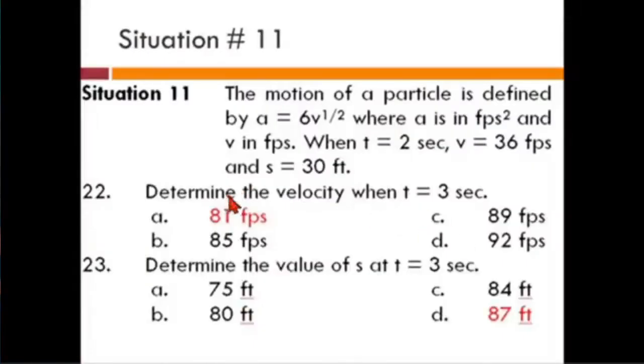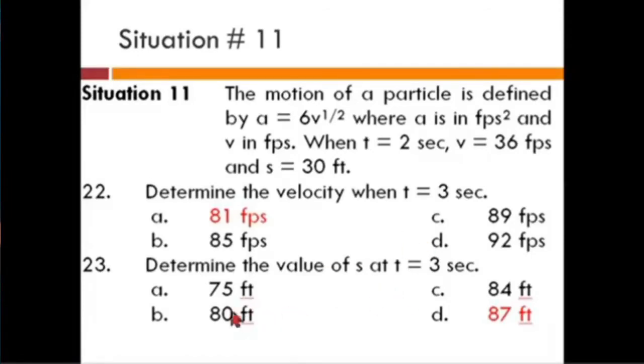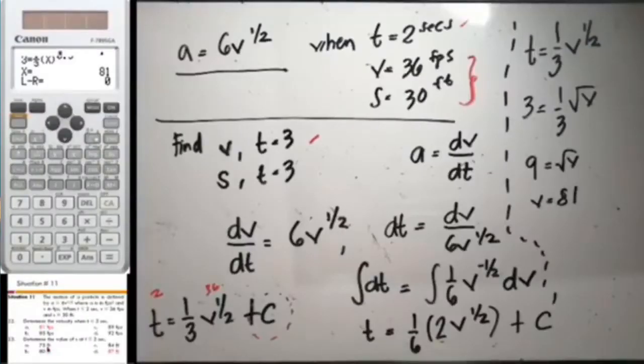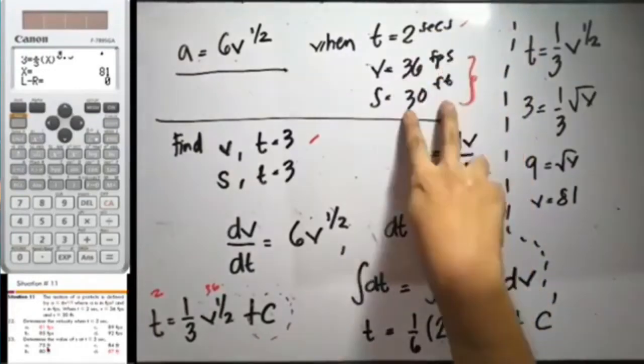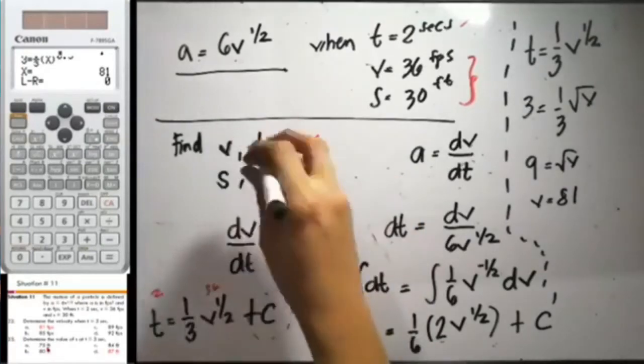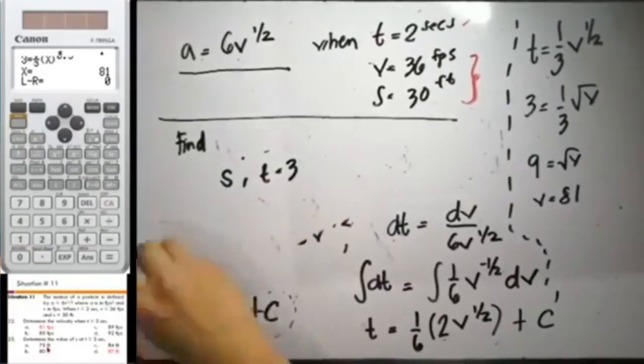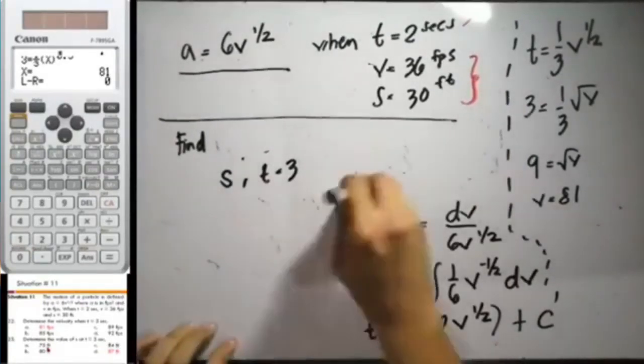So, ayan. 81 feet per second. Velocity is 81 feet per second when time equals 3 seconds. Okay? Okay, so 81. Next is value of displacement when time equals 3 seconds. Sabi, when time equals 2 seconds, displacement is 30 feet. So, malamang mas malaki sa 30 feet yung displacement when time is 3 seconds. Okay? So, burahin natin yung ibang pinagagawa natin dito. So, solve na natin to. Okay? Burahin to.